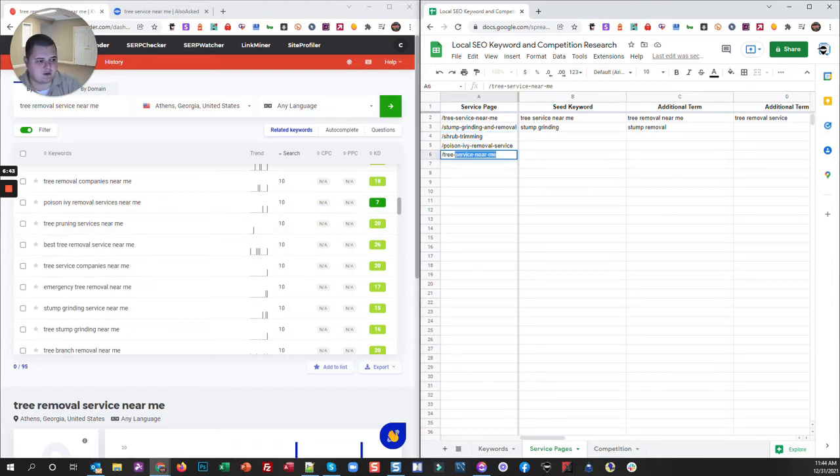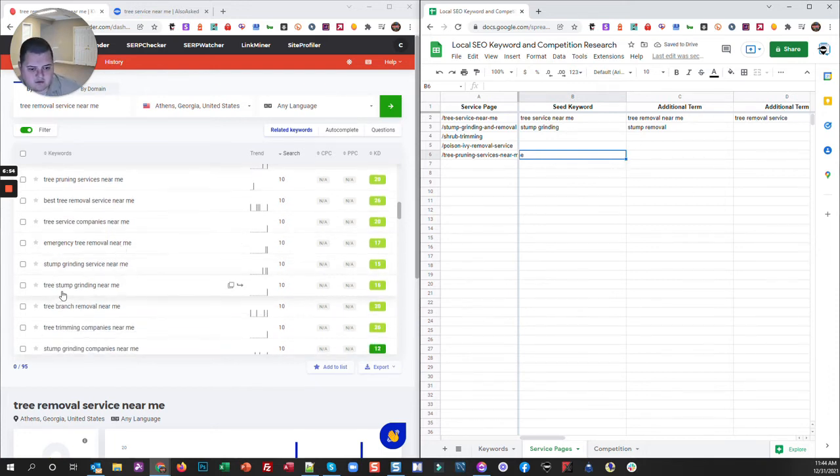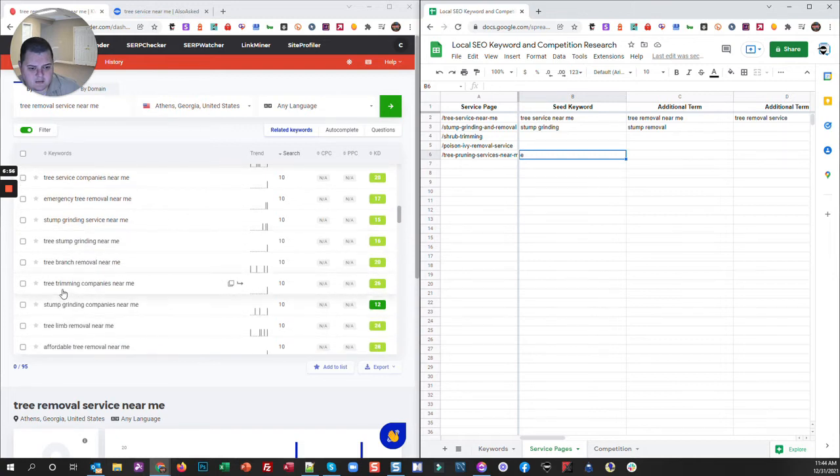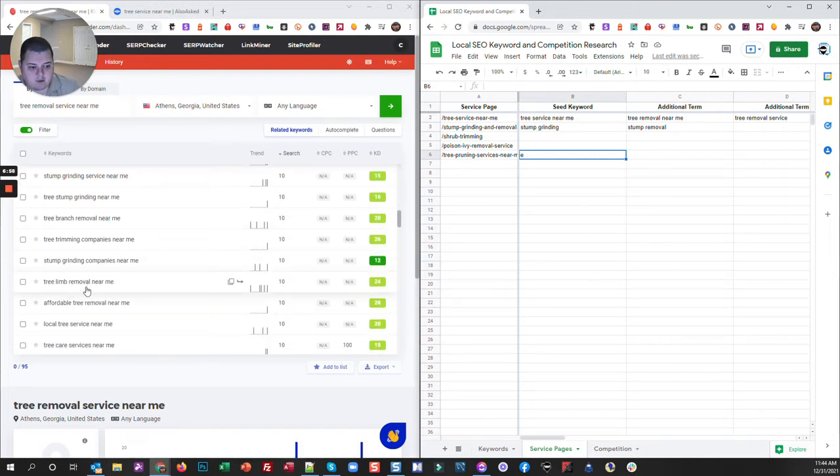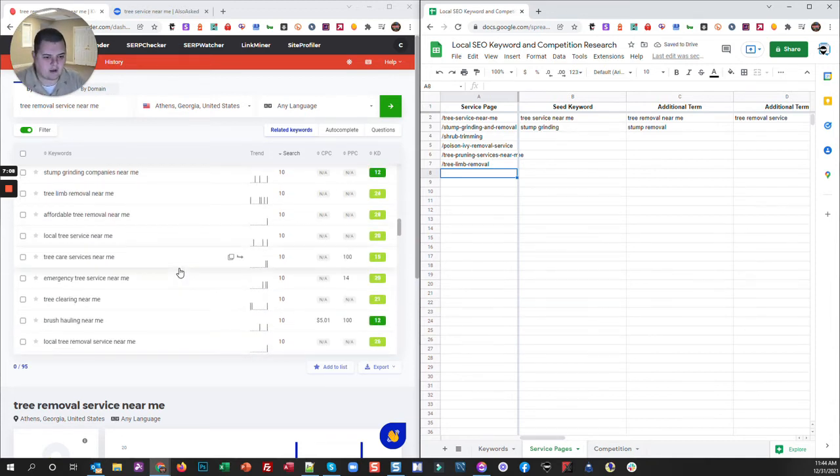So tree pruning services near me. All right. Emergency tree removal, we already talked about. Tree stump grinding, tree trimming, tree limb removal. We may actually do a separate one about tree limb removal. Don't have to have all these services, but I'm just giving you an idea of how we can go about this.